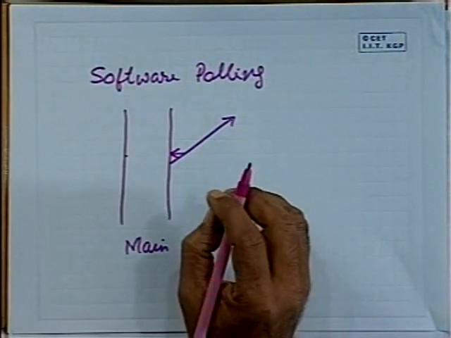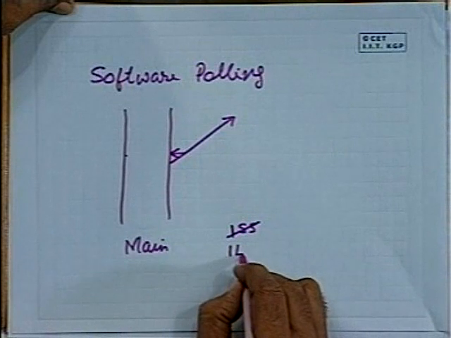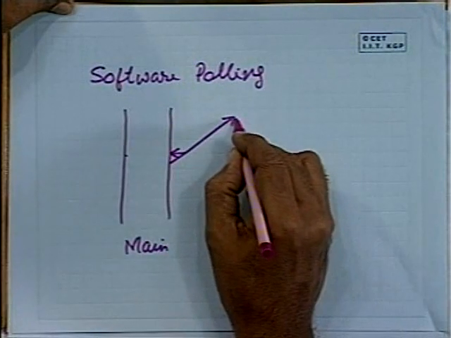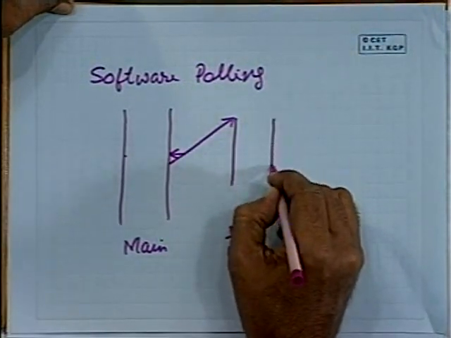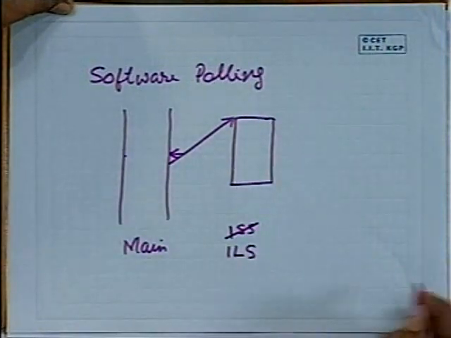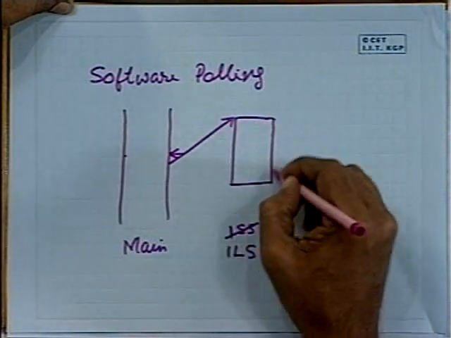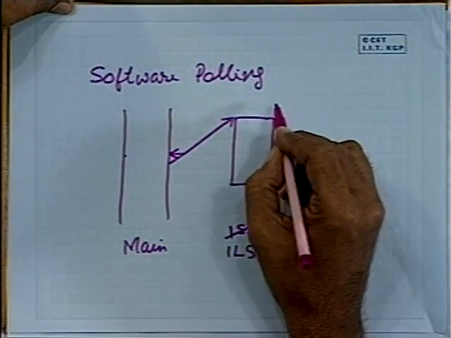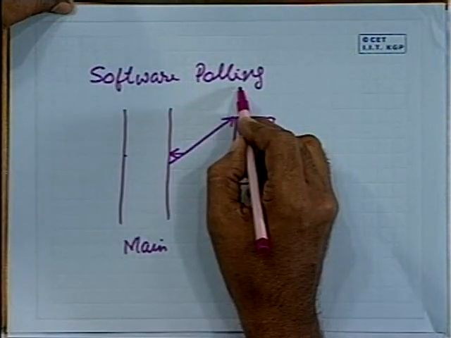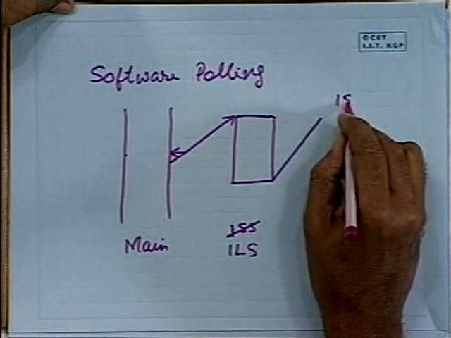But whenever you have got a large number of interrupting sources, instead of jumping to an interrupt service subroutine, it jumps to what is known as an interrupt level subroutine, ILS. The purpose of this interrupt level servicing is to identify the source of interrupt and then jump to a particular interrupt service subroutine.